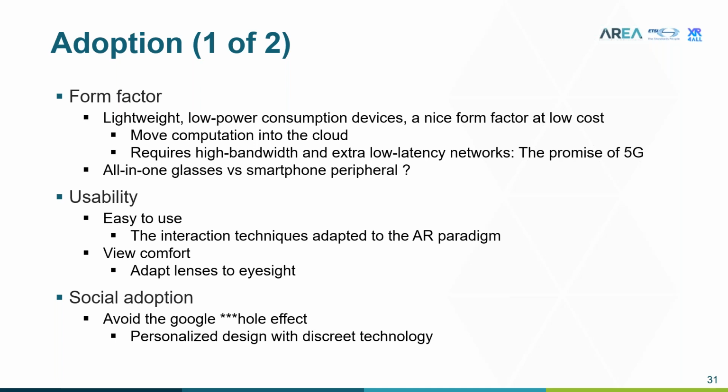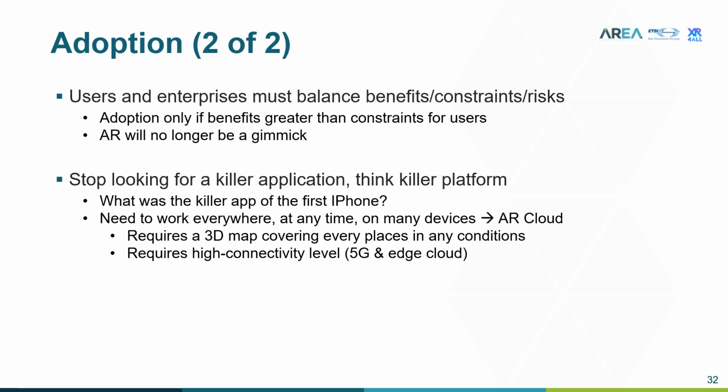Concerning the other question related to adoption, of course, users and enterprises must balance benefits, constraints, and risk. You will have an adoption only if benefits are greater than the constraints for the user. Just an example today: most people are using Waze or Google Maps, and they are ready to share their position. So it was an issue for privacy, but in exchange, they receive a service. They get some information about the traffic, and that's a real benefit for the user. So you are ready to share your information.